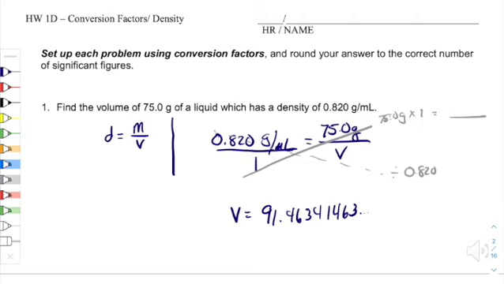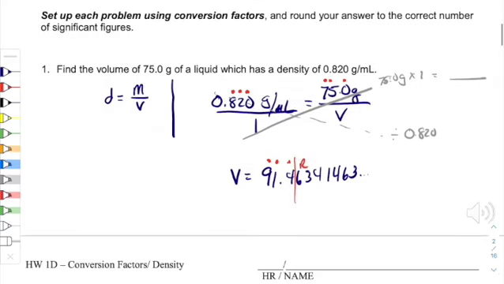That probably continues to go on. And I'm going to round this to 3 significant figures because each one of these values has 3 significant figures. If one of these had 2 significant figures, I would round to 2. So I'm going to take the first 3 significant figures, use this 6 as a rounder, and my volume is going to be equal to 91.5, and grams will cancel.